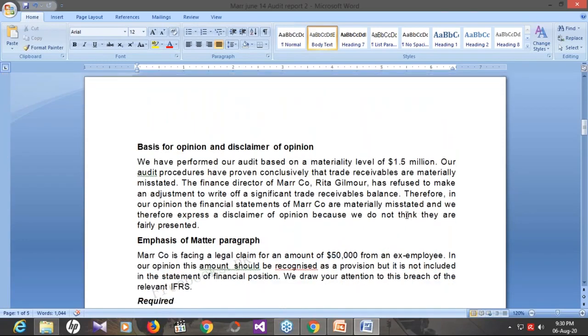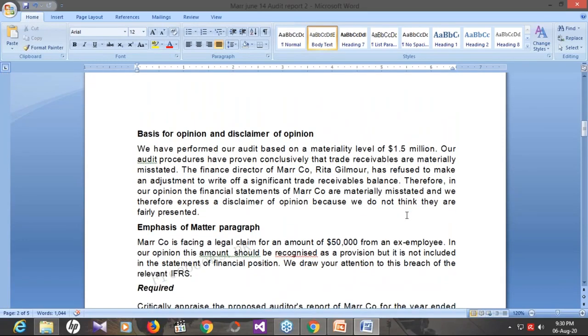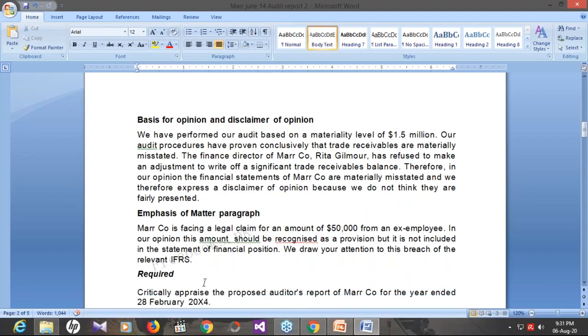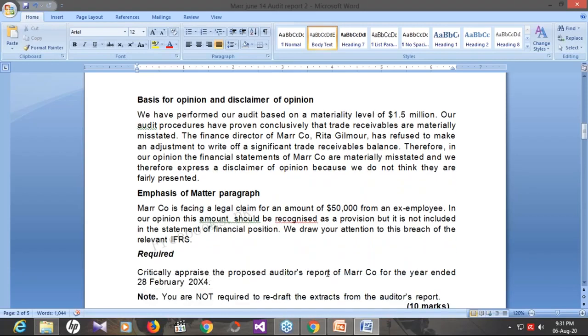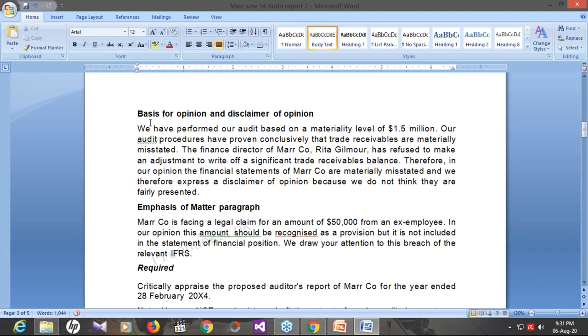This is the point I wanted to mention: in this form of audit report question, the auditor can give you the content of the audit report. You can see the basis of opinion, disclaimer of opinion and emphasis of matter paragraph are given, and you are required to critically appraise the proposed auditor's report. So you have to critically see the report. What are the mistakes? Mistakes may be related to the opinion, but there is a chance that there is a misstatement of format, or the wording is not right, or proper explanation is not provided.